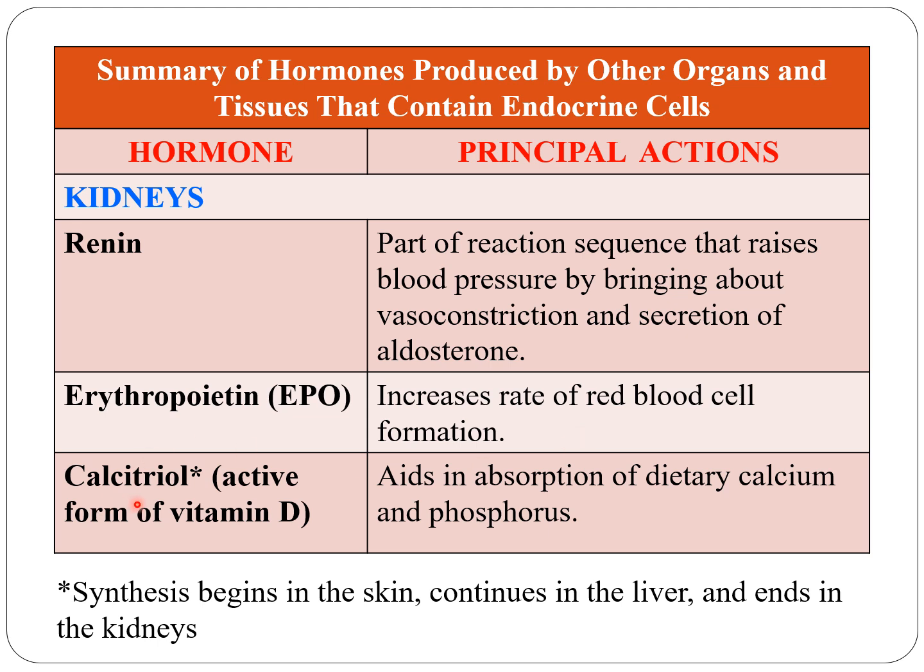The next is calcitriol, which is an active form of vitamin D. It aids in the absorption of dietary calcium and phosphorus. The synthesis of vitamin D begins in the skin, continues in the liver, and ends in the kidneys.